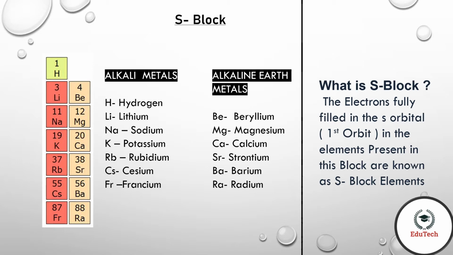First group is alkali metals: hydrogen, lithium, sodium, potassium, rubidium, cesium and francium. These are alkali metals. And group 2 metals, that are alkaline earth metals. These are beryllium, magnesium, calcium, strontium, barium and radium.